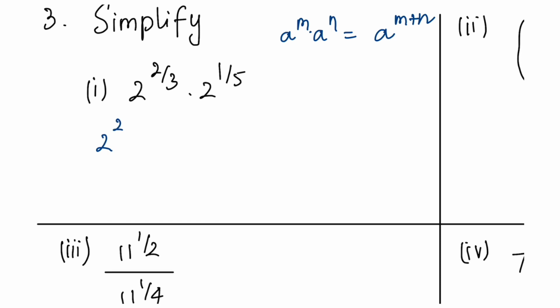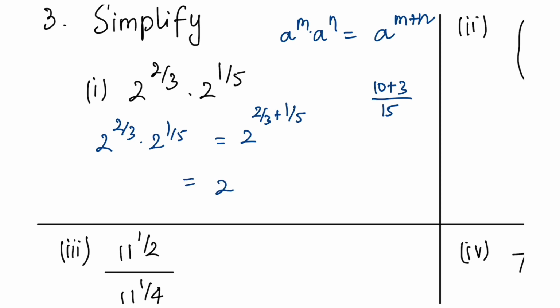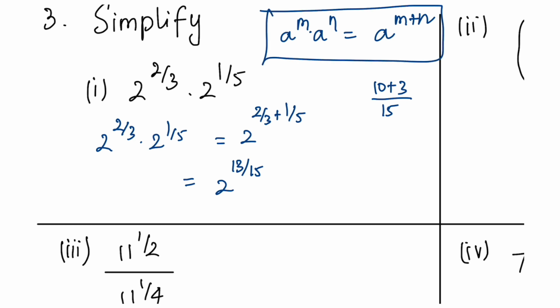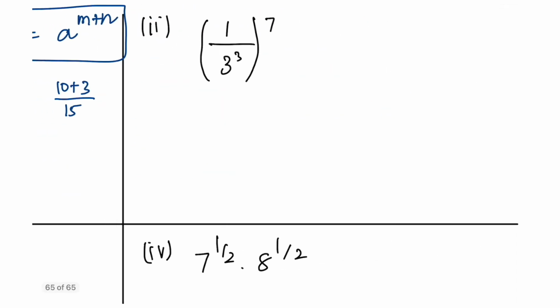So 2 power 2 by 3 into 2 power 1 by 5 is going to be 2 power 2 by 3 plus 1 by 5. So we're going to take LCM for that. It's going to be 15. So it's 10 plus 3, that is 13 by 15. So basically the answer is 2 power 13 by 15. That is the answer to this question. Okay, quick and easy. Just you have to remember this one formula, and that is all that you need to solve this question.